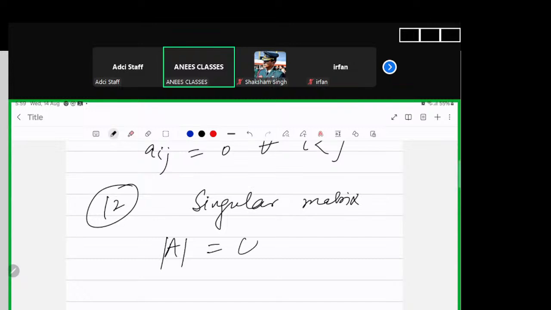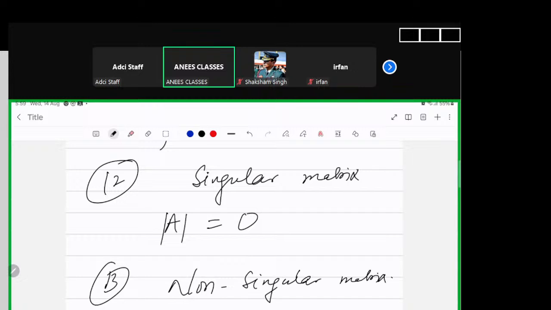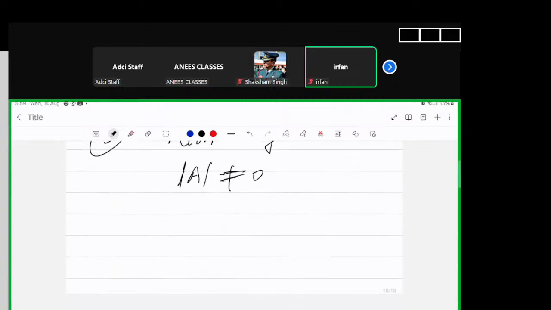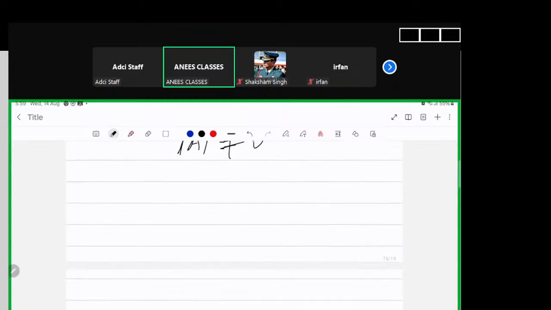Determinant of A equal to 0, then it is called a singular matrix. Non-singular matrix: the determinant of the matrix is not equal to 0. Understood? Tell me, hurry up. Yes, sir. Now the 14th point: principal diagonal.